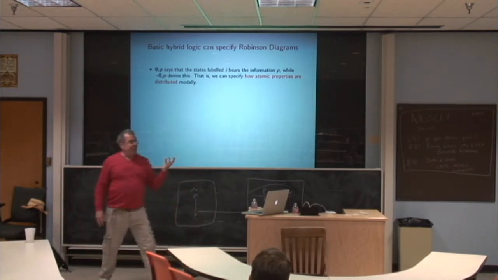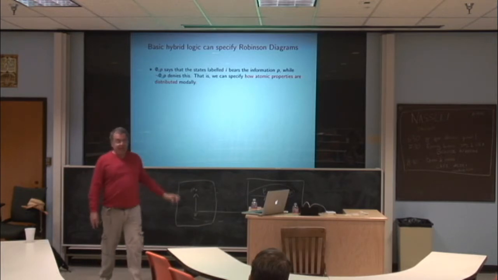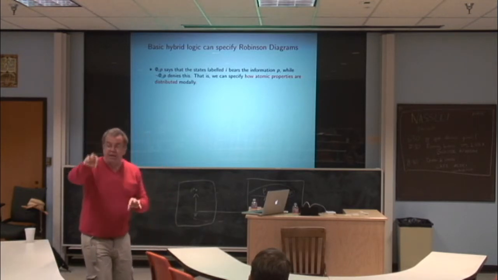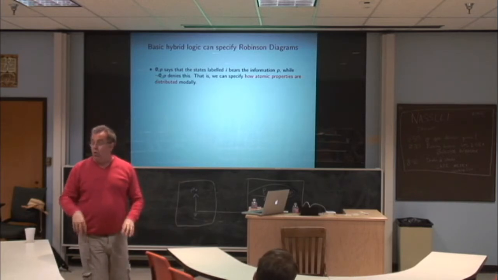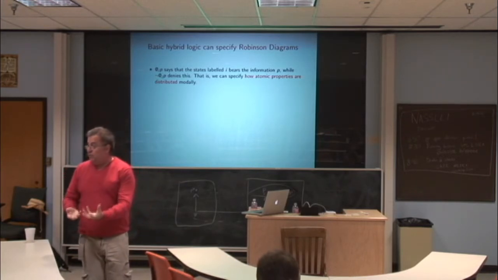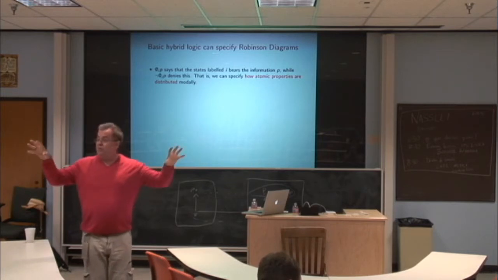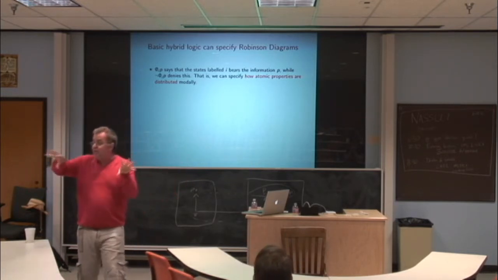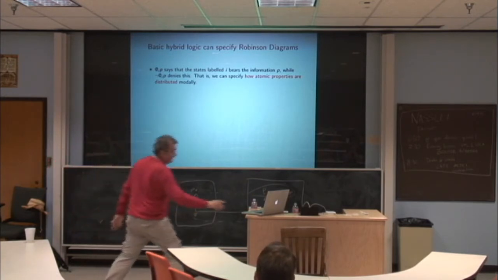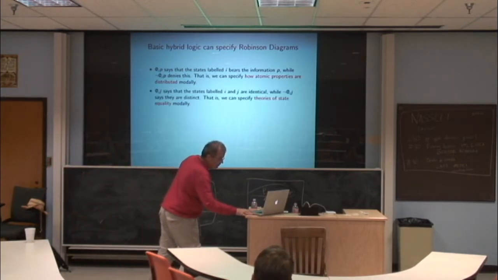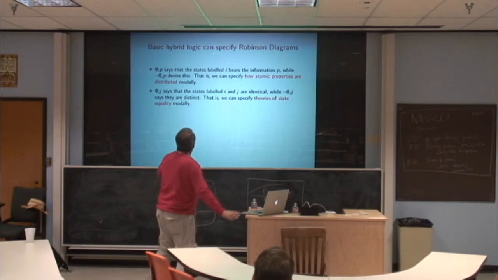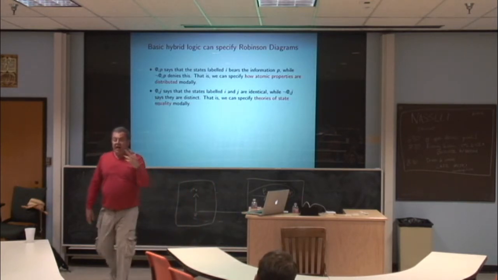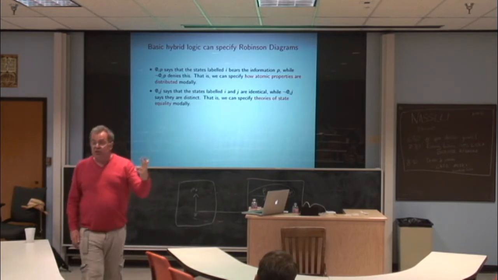So if you say at I, P, it's kind of like saying, okay, at the node named I, P is true. Or at the node named I, P is false. You can sort of go around the model and say, okay, true, false, true, false, true, false. You can really describe an entire model, the information distribution. Now that's just the information distribution, that's the valuation. But look at the other things you can say. So that was at I, P, at I, blueness, at J, not blueness, and so on.